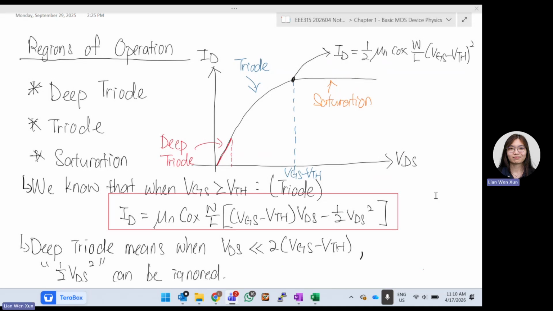Okay, let's start. So we start with the ID equation.